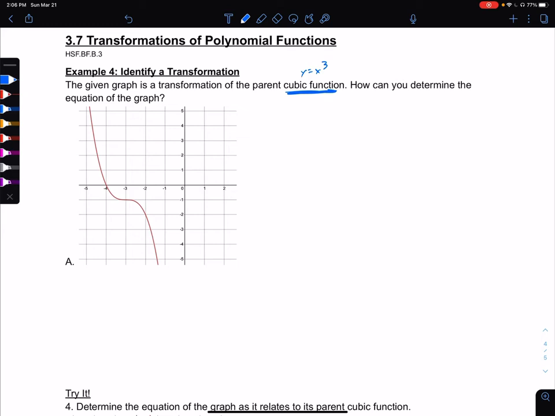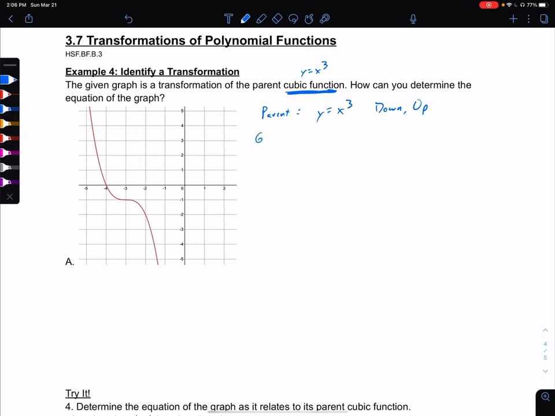So how can we determine the equation? Well, we know that the parent function is y equals x cubed. So what have we changed from here? Well, parent functions y equals x cubed tend to look something like this. So the parent has end behavior of down up. However, our graph here, if I take away that parent function, let's just erase that for a second, my end behavior in this case is up down.